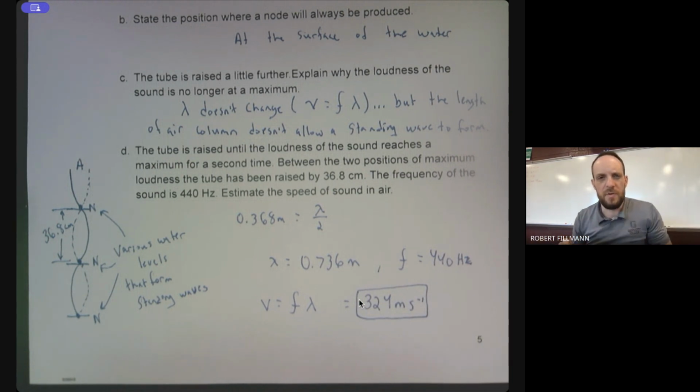So I hope it's helpful for you to see some examples as you get into lab work or solving problems in this unit. This is the kind of stuff IB would expect you to do.